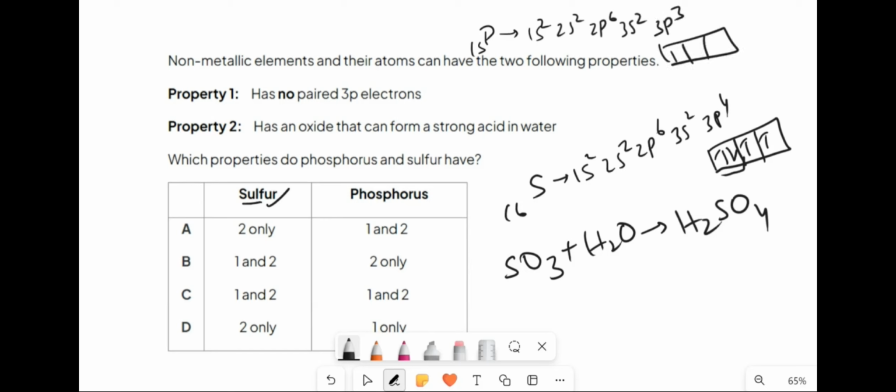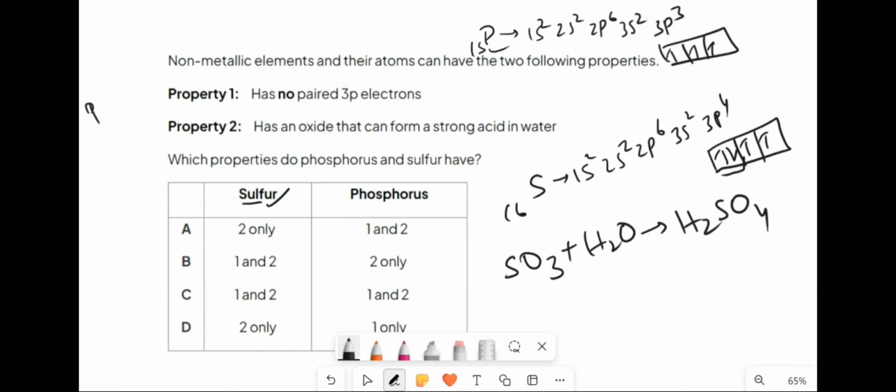1, 2, 3. Okay, so there are 3 electrons, 1 electron in each orbital, and they're unpaired. So yes, property 1 is true for phosphorus. Property 1 is true for phosphorus. Let's look for property 2.